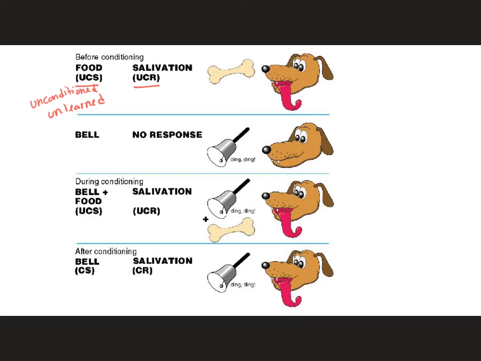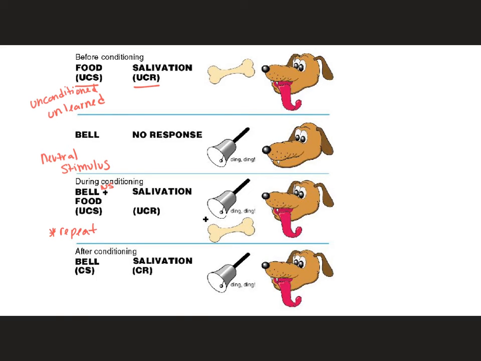Then Pavlov took a bell, which we call a neutral stimulus, meaning there's no response to it. We rang the bell, and the dog had no response, which is what we would expect. Then he paired the bell, our neutral stimulus, with the food, which was an unconditioned stimulus. If he paired these two things together at the same time, what he would get is dogs salivating. Ring bell, give food. Ring bell, give food. You do this over and over again. So we'll put repeat.